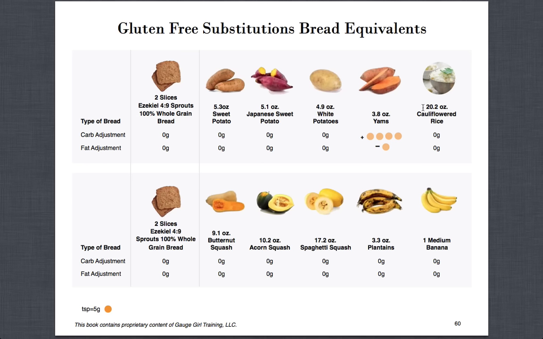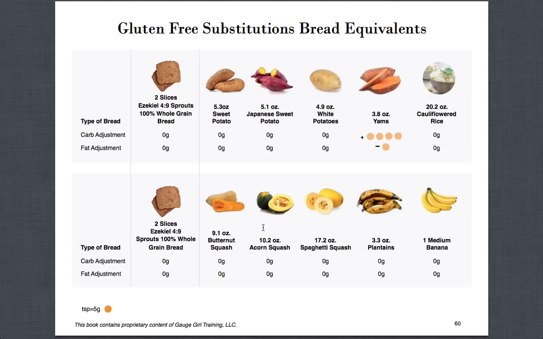But one thing you can see here is for cauliflower rice that you could have 20 ounces of cauliflower rice as opposed to 2 slices of Ezekiel bread. Now 20 ounces of cauliflower rice is very high volume. And then as we go down here and look at some more gluten-free equivalents, when I say equivalents, that means that this contains the same amount of carbohydrates as these 2 slices of bread.